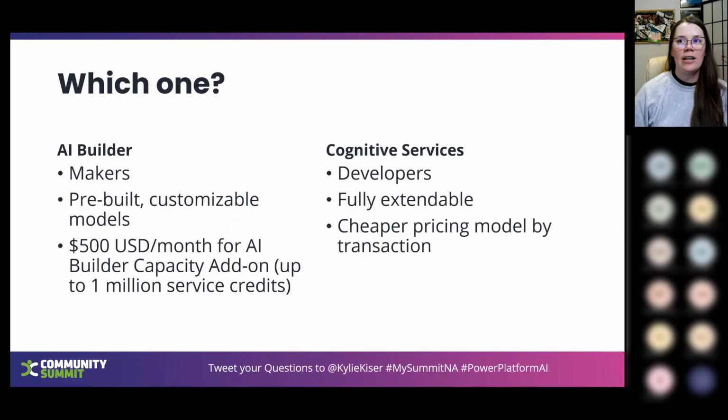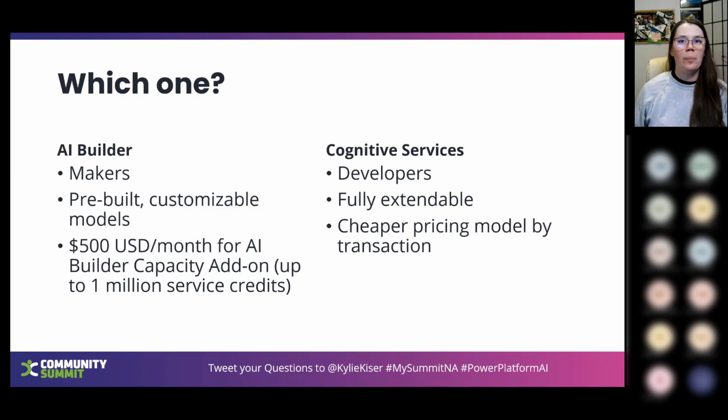So I think the big question is, what do you want to do? How do you choose between AI Builder and cognitive services? A lot of this is related to who your audience is. As we said, AI Builder is going to be easier for your makers or people like me who might still be a little bit technical, but not a full-fledged developer. Whereas cognitive services is for more developer, more technically minded people. AI Builder gives you pre-built and customizable models, whereas with cognitive services you don't have to stick to those models. You can extend or do whatever you want using their APIs.